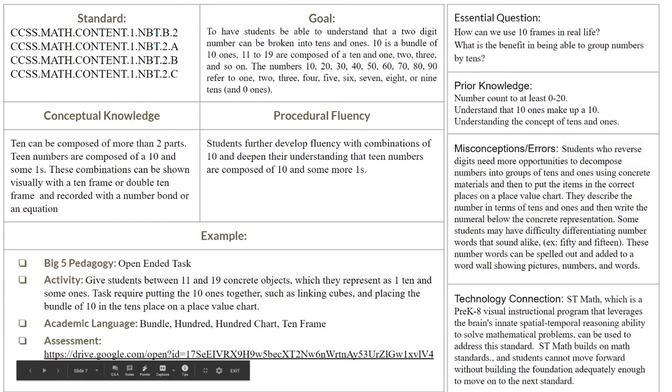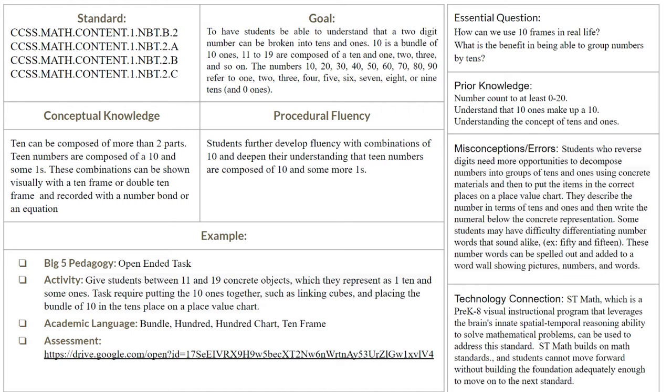In this case, having the words spelled out and added to a word wall showing pictures, numbers, and words may be helpful. An activity for this standard would be giving students between 11 and 19 manipulatives, which they represent as 1 ten and some ones.